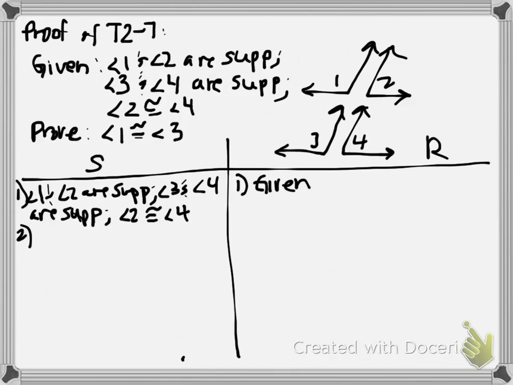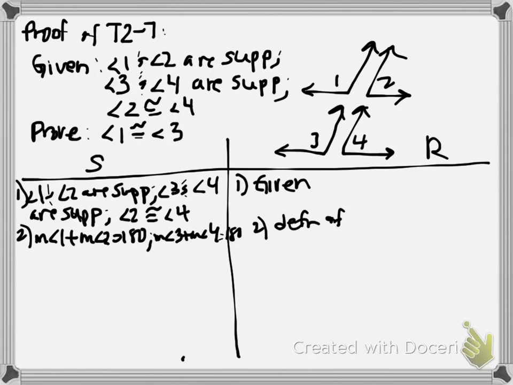Supplementary. So what do we know about supplementary angles? Dakota: Okay, so their measures, so measure of angle 1 plus measure of angle 2 equals 180. And measure of angle 3 plus measure of angle 4 also equals 180. So that's going to be the definition of supplementary angles. That's how we write that, okay?